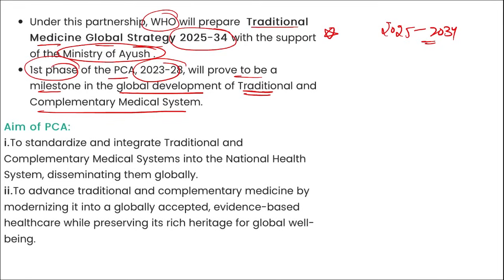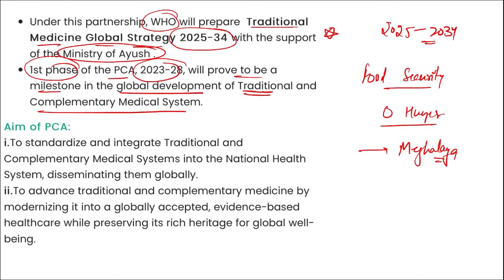Next, remember, recently which state has launched food security campaign? Food security campaign, that is for zero hunger. This was launched by which state? It was launched by Meghalaya. Launched by Meghalaya, right? Then where was the 10th Asian Defense Ministers meet held?